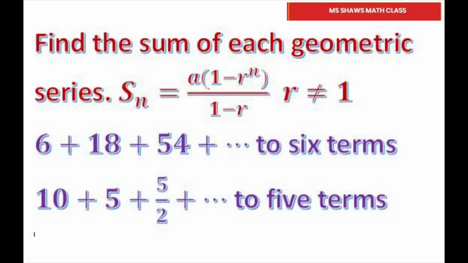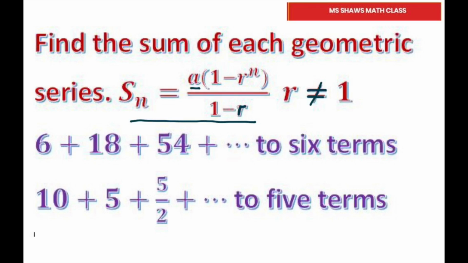Hi everyone, we're going to find the sum of these two geometric series using this formula. R is not 1. They have to write this down because the domain can't have 1 in it, because you can't divide by 0. So if R was 1 here, that's your R, you'd have a 0 in the denominator. So these are our two problems, and it's just a test on how to use the formula here.